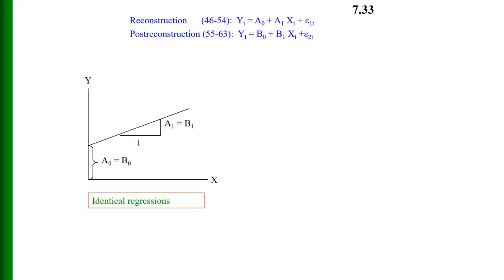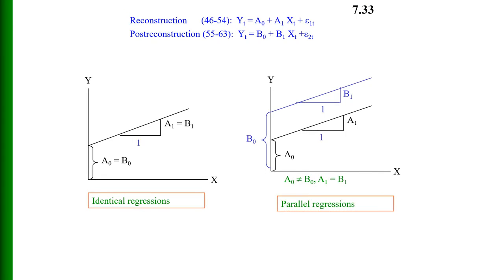So we can see there are 2 different periods. This example is from the Gujarati book. One is the reconstruction period and one is the post reconstruction period. So here both these regressions are identical, as A1 is equal to beta 1 and A0 is equal to beta 0. So the intercepts are the same and the slopes are the same, so the 2 regressions overlap each other and we call it identical regression.